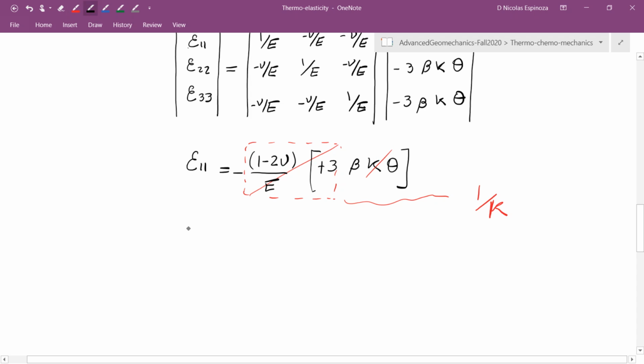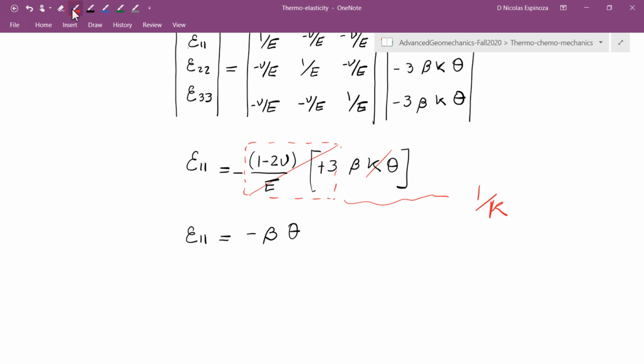And therefore, the strain in direction 1 is going to be negative, the 3 disappears, negative beta delta theta, or the change of temperature. So, let me frame this result because it is very important.